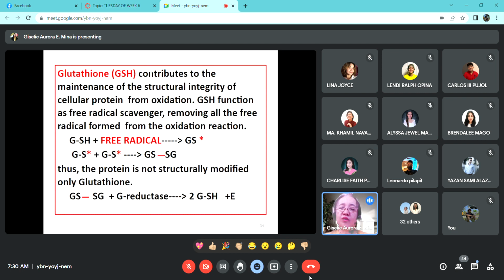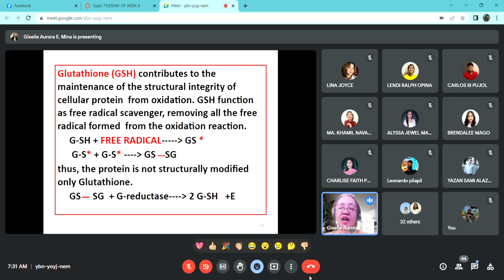But since you are still young, you have an abundant concentration of glutathione. And the main function of glutathione is that it acts as a free radical scavenger. So when we say free radical scavenger, your glutathione removes all the free radicals from the oxidation reaction.